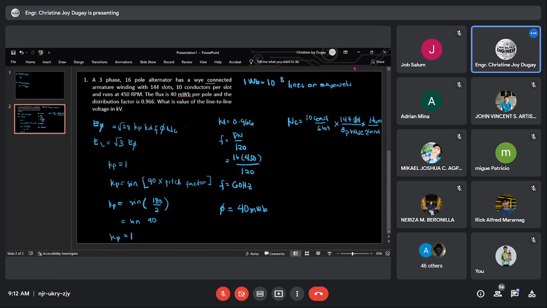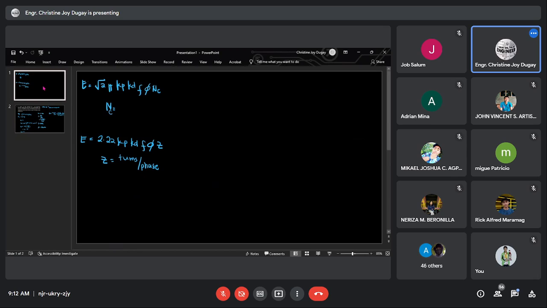Yan. So, ang matitirang unit natin is turns per phase. Ayun, turns per phase. Conductor per phase. Ayun, baliktad. Baliktad pala yung nilagay ko dito. It should be turns per phase. And this one should be conductors per phase.